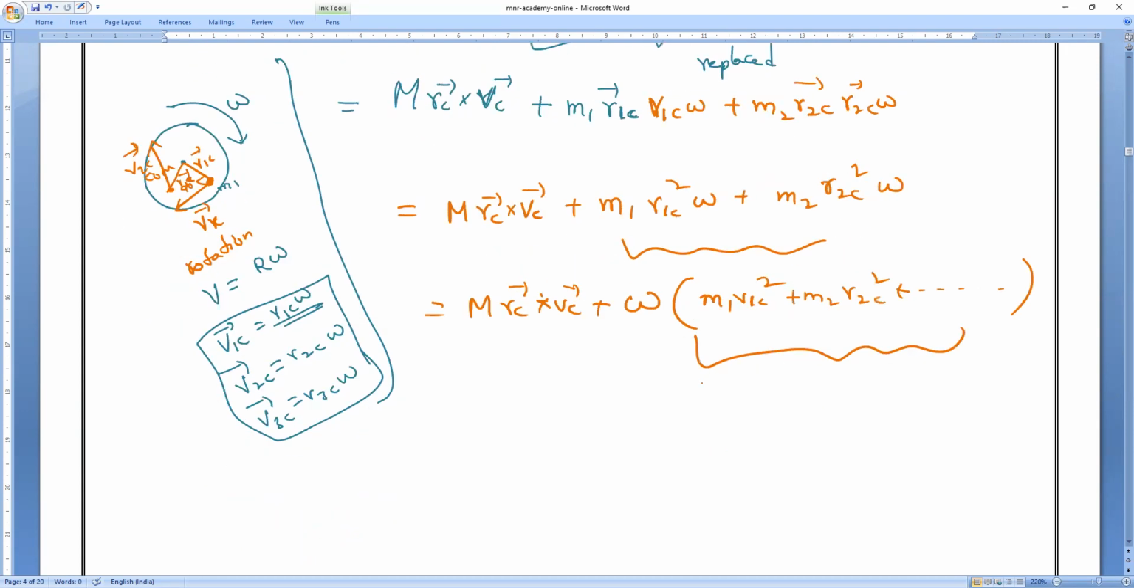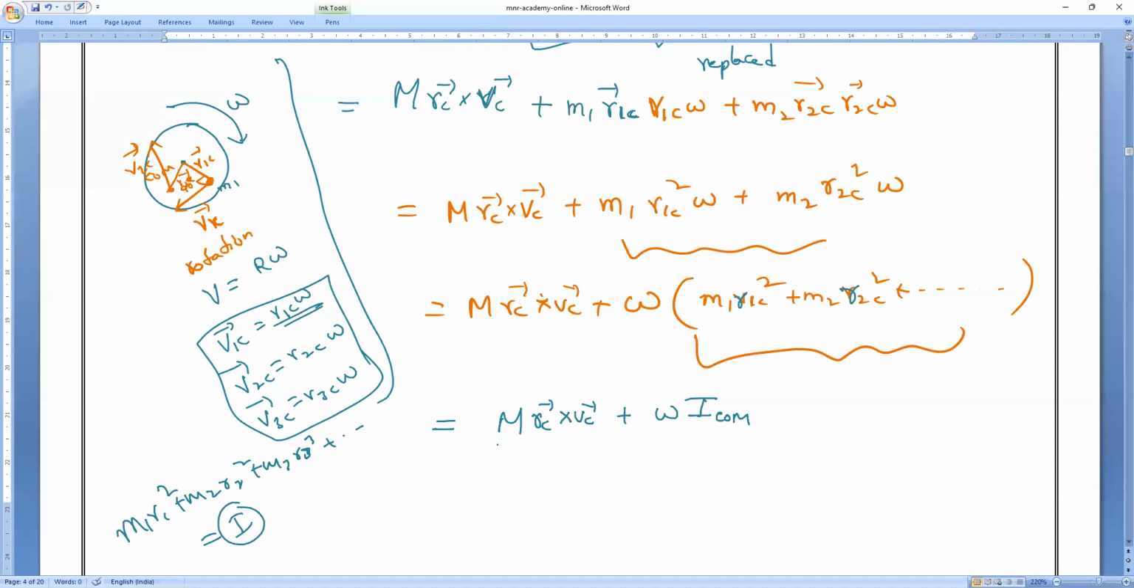You all observe very carefully. It is very simple. M1 R1 square plus M2 R2 square plus M3 R3 square. We know it is R, not V. M1 R1 square plus M2 R2 square plus M3 R3 square and so on, which is equal to what? Total inertia. Am I right or wrong? Which is equal to capital M into RC into VC plus omega into, what is this, Rudreshwar? I, the moment of inertia with respect to center of mass.